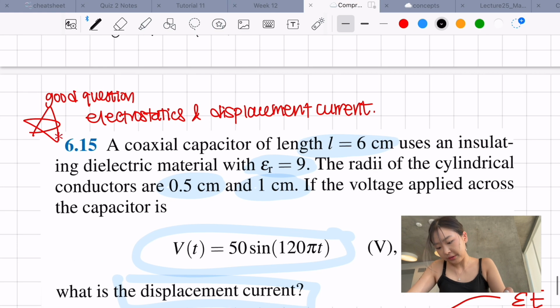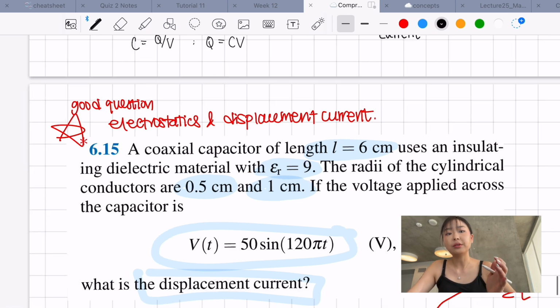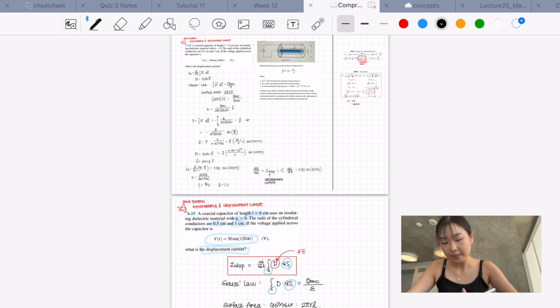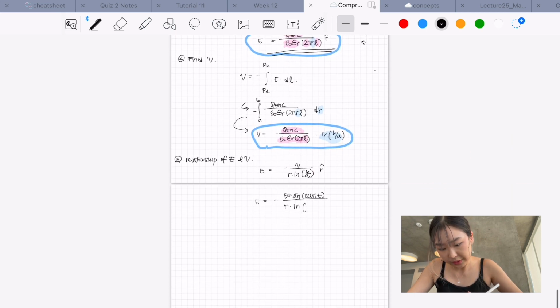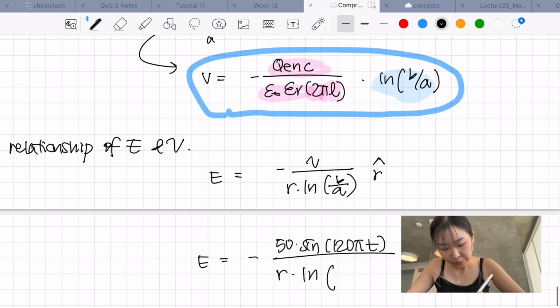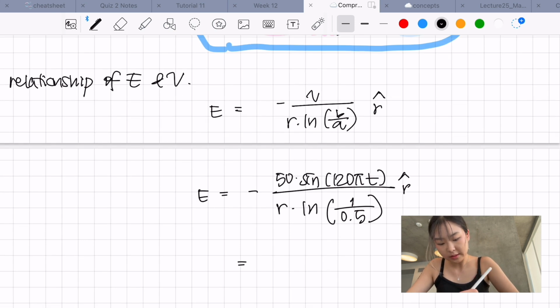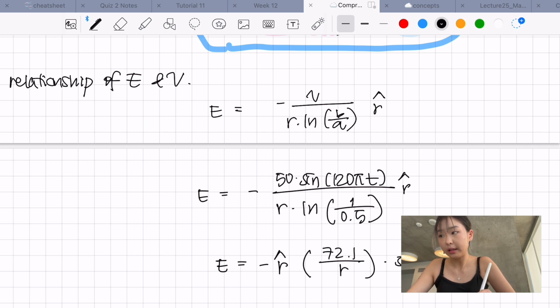They say the radii of the cylindrical conductors are 0.5 centimeters and 1 centimeter outside. So we're going to integrate from B over A, so 1 on the outside, 0.5 on the inside, in the R direction. If you simplify that, it'll be 72.1 over R sine 120 pi t per meter.